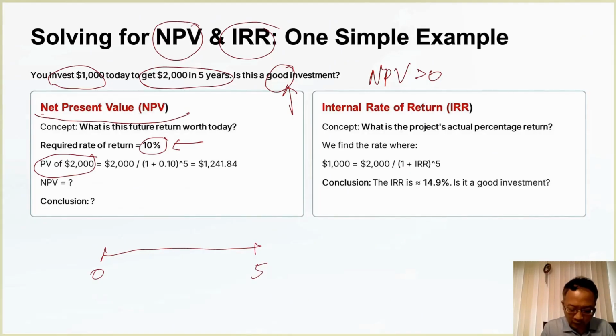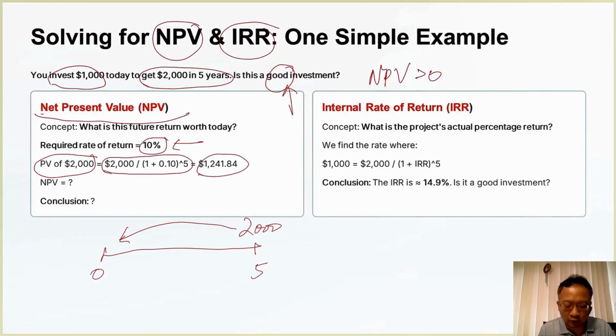Let's look at the timeline, and we can see that we'll receive 2,000 yuan. To discount that 2,000 yuan to today, it's very simple. 2,000 divided by 1.1 to the power of 5. We've already calculated it, and it's about 1,242 yuan. So, the key question is, what is the net present value? Net present means the present value, because how much did we invest today? The investment is 1,000 yuan, which means we spent 1,000 yuan. 5 years later, we'll get 2,000 yuan.